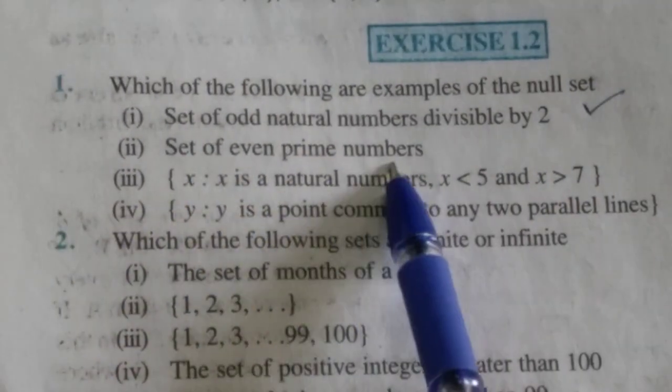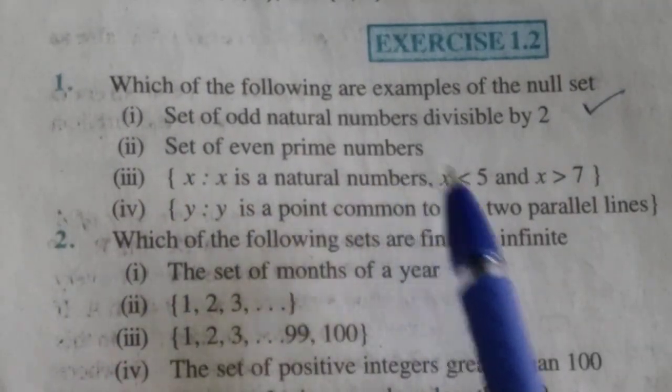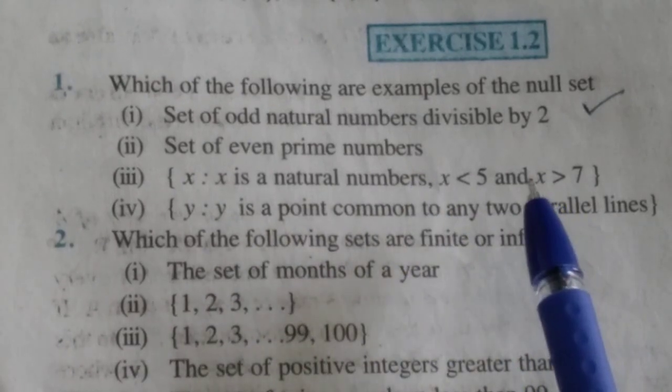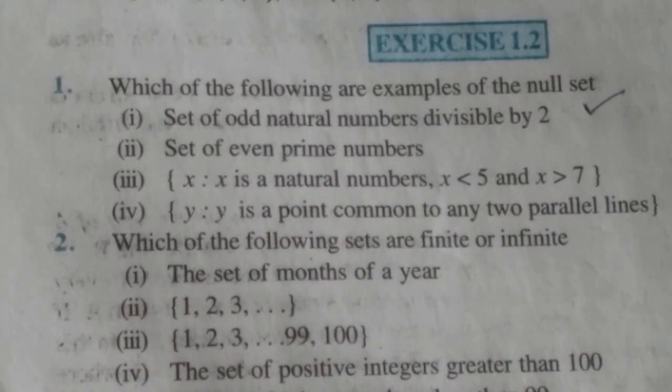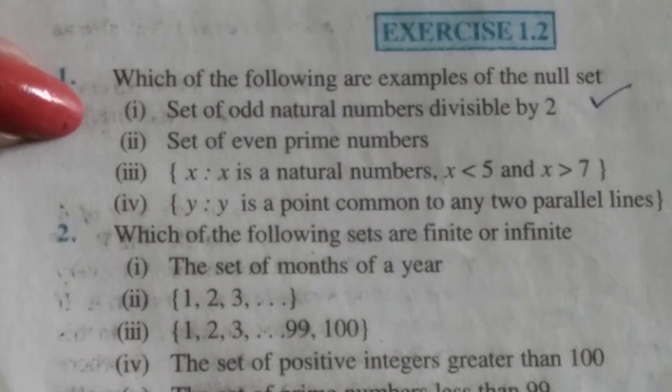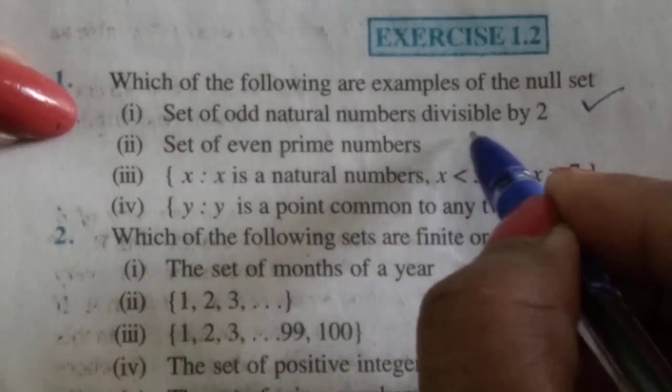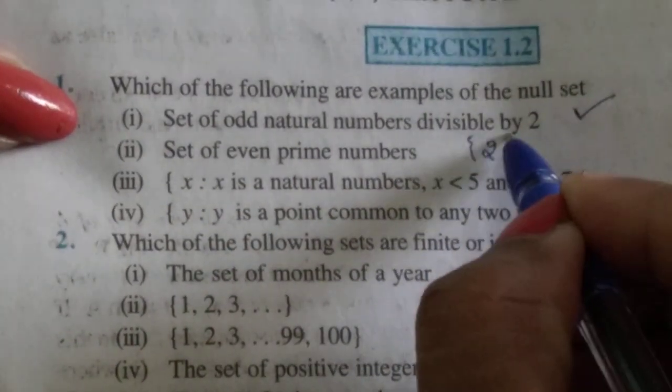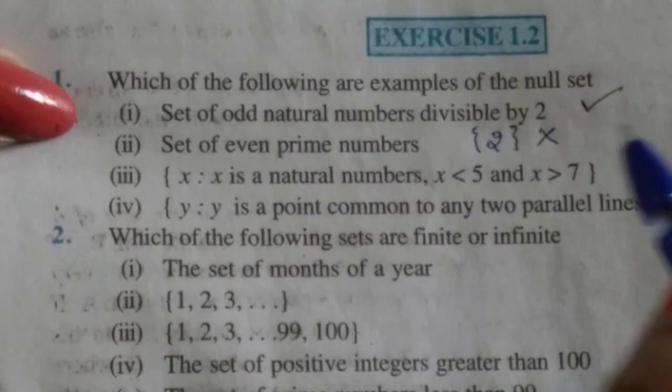Set of even prime numbers. If we are talking about even prime, so yes, we have 2. So 2 is even prime. So in this set I have 2. So this is not a null set.